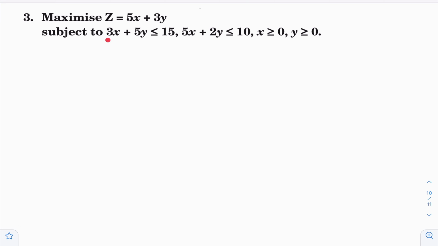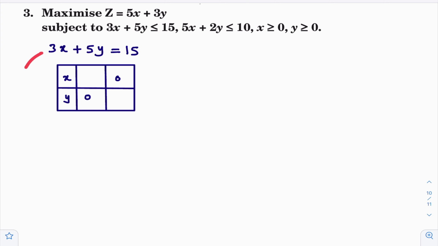To graph this inequality, first I'll draw the line 3x plus 5y equal to 15. To draw this line, we need 2 points on this line. To find 2 points on this line, you consider a table like this. Now you put y equal to 0 in this equation. Then you will get 3x equal to 15. From that, x equal to 5. So we got 1 point on this line equation, that is 5 comma 0. Put x equal to 0 in this equation.